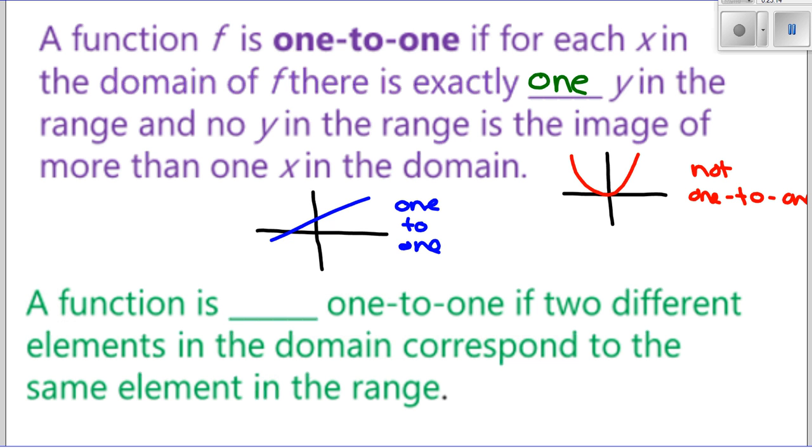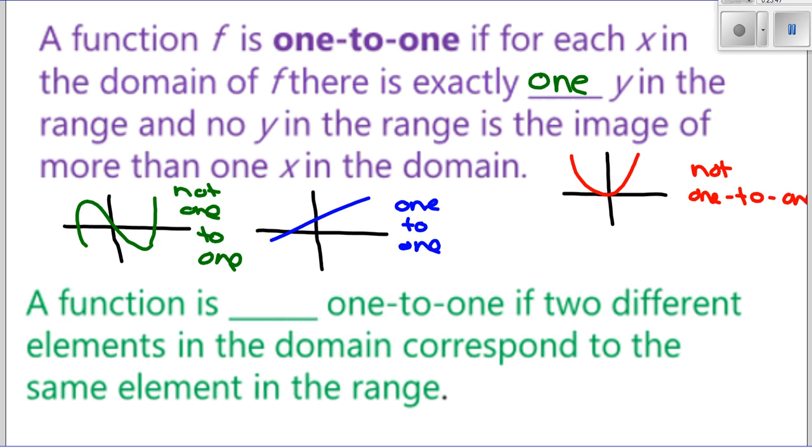What's an example of another one that's not one-to-one? Maybe it's cubic. It's in this form. A cubic. Trig graphs are examples of ones that aren't one-to-one as well. So this cubic is not one-to-one, because this little x connects up to the same y as that little x would. They both connect up to the same y, so it's automatically not one-to-one.